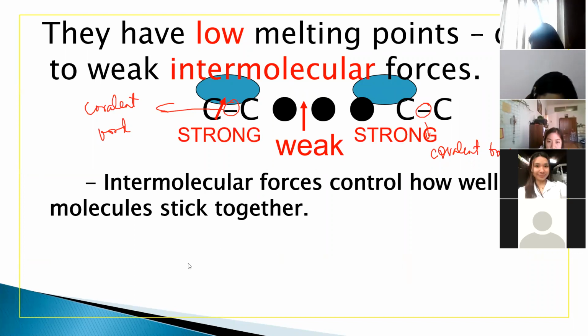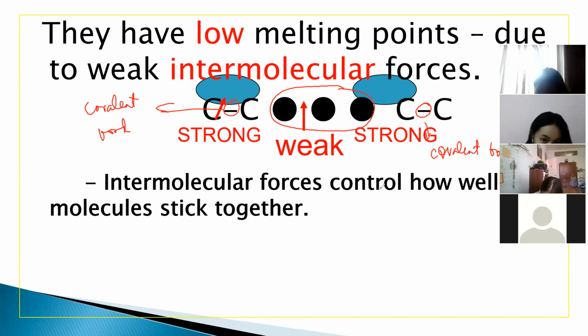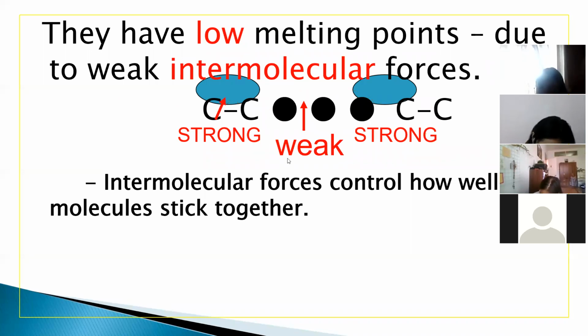What is weak? This one. The bond at the center. The bond joining the molecules together, we call it intermolecular forces. They control how well molecules stick together, and since they are weak, they can easily be broken. That is why we have low melting points for our organic compounds. You can ask questions anytime if you are confused about something, if you don't understand something about the lesson. That's the second characteristic of our organic compounds.